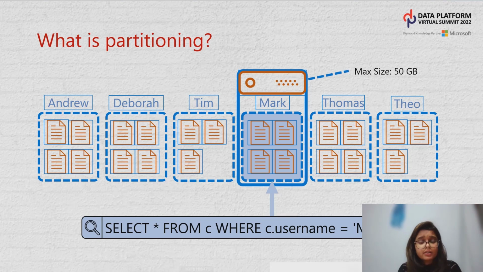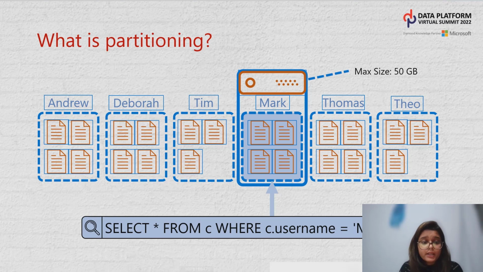So whenever we ingest data and the size increases beyond 50 GB, the logical partition splits into two different partitions. So one logical partition will stay in one partition and another will go in another different partition. So that's how a split happens in Cosmos DB.